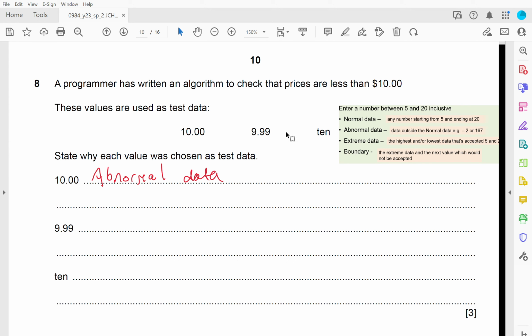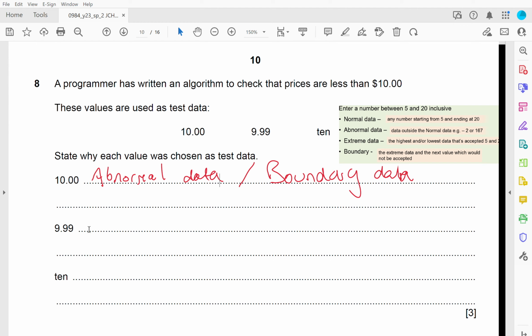So we said that $9.99 here is extreme data, because it's the highest value that could be accepted. The next value up is $10. So this one could be abnormal data or boundary data, because it's the next value up that wouldn't be accepted. I've put the 2. You're only going to put 1 in your answer. I put the 2 because later on we're going to use abnormal data again.